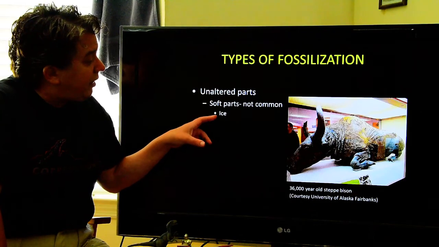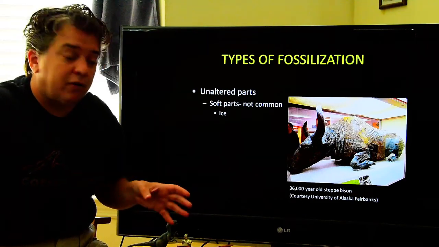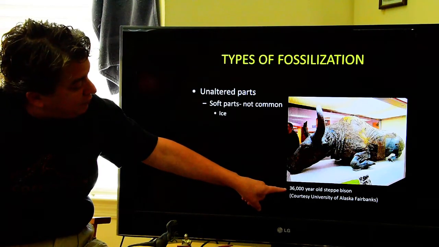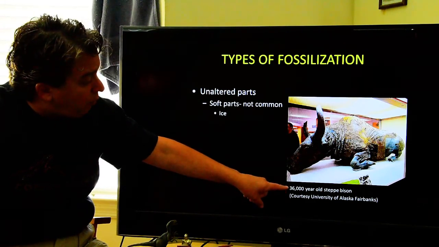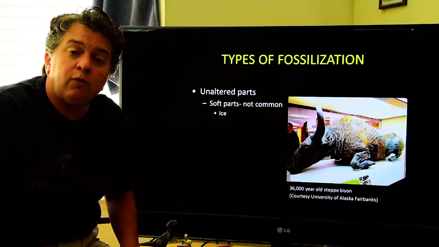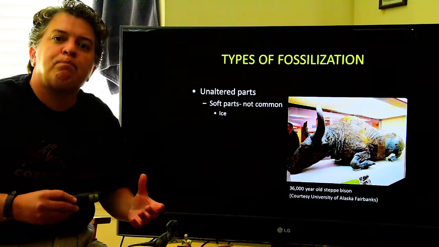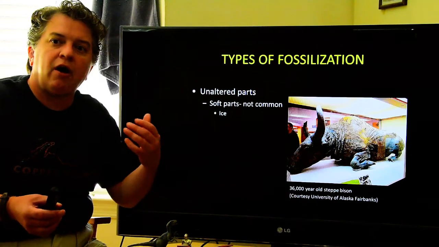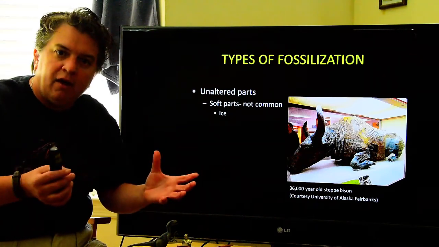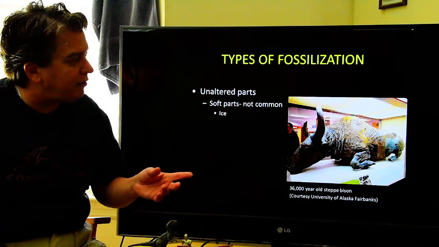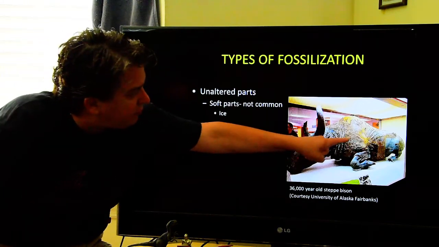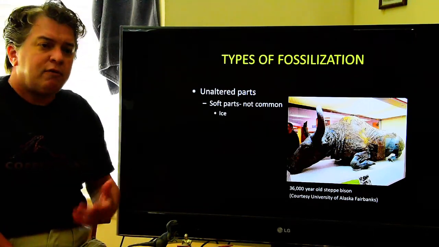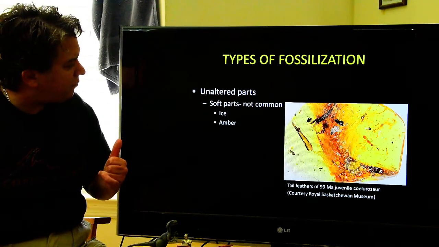So you might get ice preserving soft parts. For example, this is a 36,000-year-old steppe bison that was trapped in permafrost. Basically, it had fallen in somewhere in the Arctic, and permafrost ice surrounded this organism and preserved it, so you can still see the skin and the hair and things on there. And so ice can preserve soft parts.